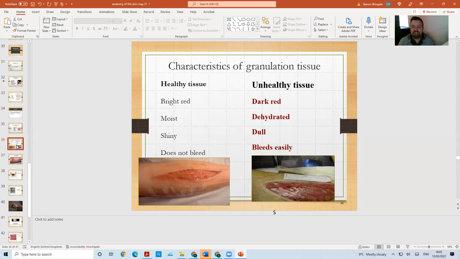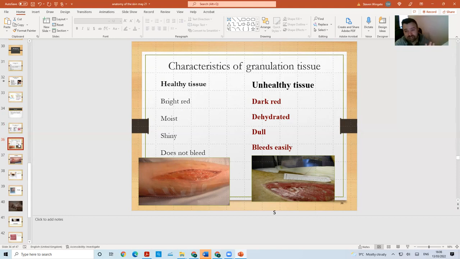So characteristics of granulation tissue. So healthy tissue should look bright red, should be moist, should be a bit shiny, and does not bleed. So that's all healthy. Unhealthy tissue, so dark red, dehydrated, dull, and bleeds easily. Okay, so we obviously want healthy tissue, we don't want unhealthy tissue. And here you can see it needs to be kept slightly moist.